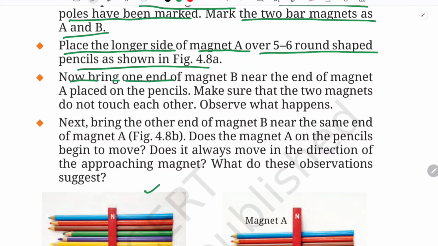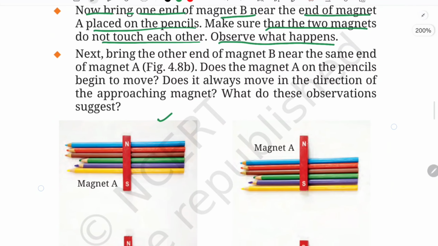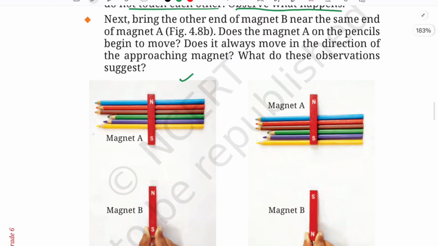Now bring one end of the magnet B near the end of the magnet A placed on the pencils. Make sure that the two magnets do not touch each other. Observe what happens. So what happens? Let us see this image and try to understand. This is the magnet A and this is the magnet B. Under magnet A you have to place some round pencils, and you have to bring one magnet near it.